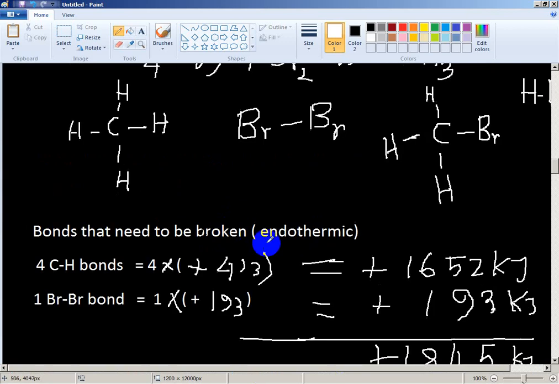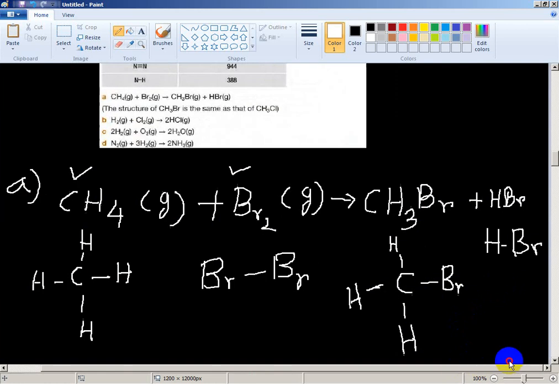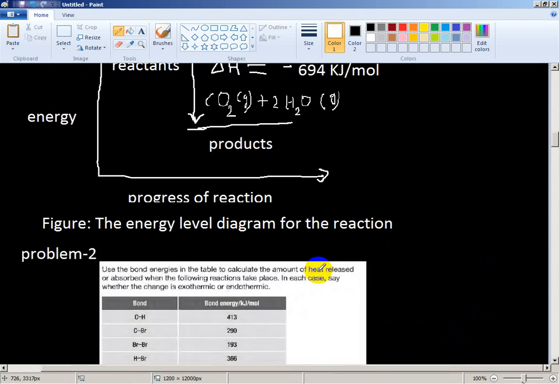Now we'll find. Bond broken is finished. Now bond formation. Here, how many carbon hydrogen bonds? 1, 2, 3 carbon hydrogen bonds. 3 carbon hydrogen bonds, 1 carbon bromine bond and 1 hydrogen bromine bond. At first I calculate 3 carbon hydrogen bonds. This is bond formation. These things I can copy paste.